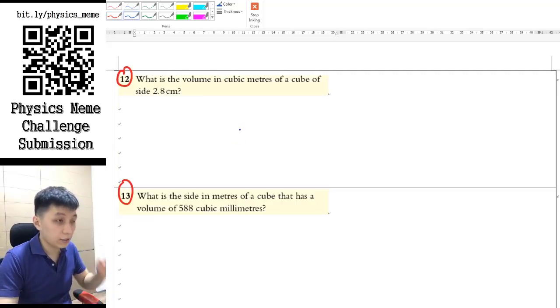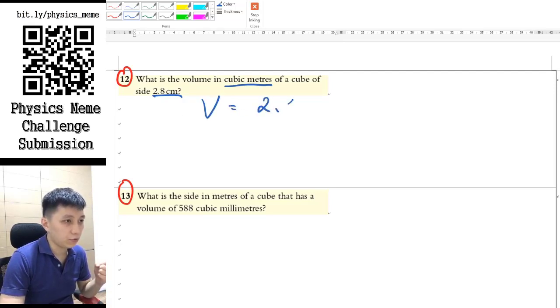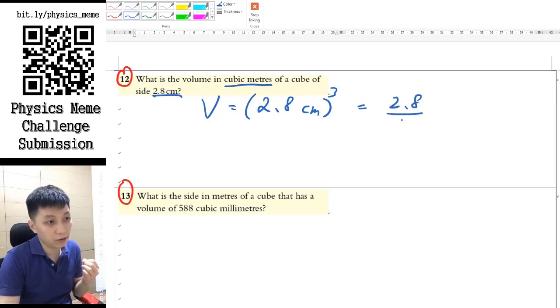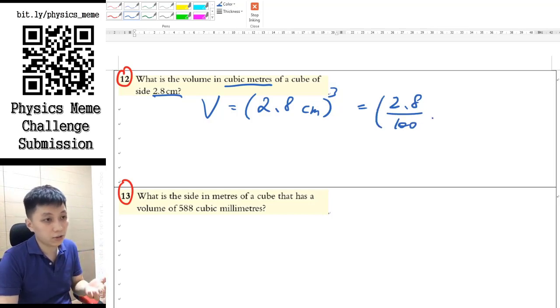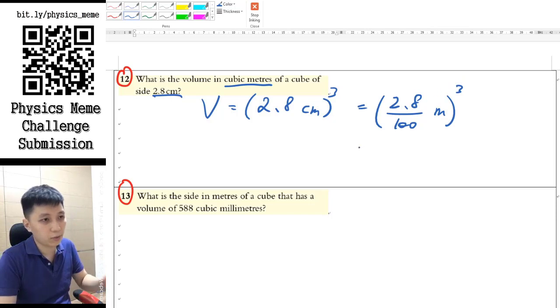Okay, so next question is about the volume expressed in cubic meters, but the size they give you is in cm. So let's just put down volume equals 2.8 cm bracket cube. Since you want your final answer to be in meter cube, you simply change it to meter first. So that is divide by 100, and then just keep the cube outside. And maybe it's better if you keep meter like this to be more sensible and consistent.